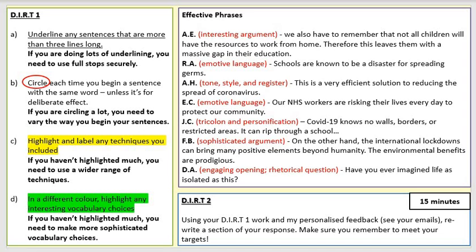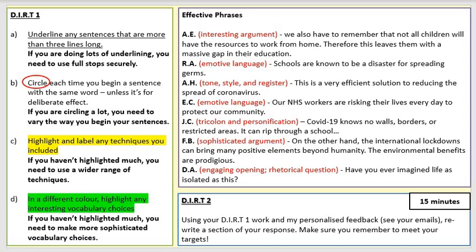Once you've done that, the first task I'd like you to do is to underline any sentences that are more than 3 lines long. If you find that you're doing lots of underlining, then you need to be using full stops securely. It makes your work much more coherent.